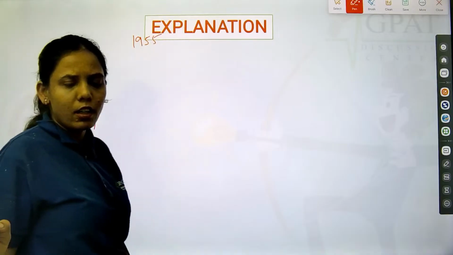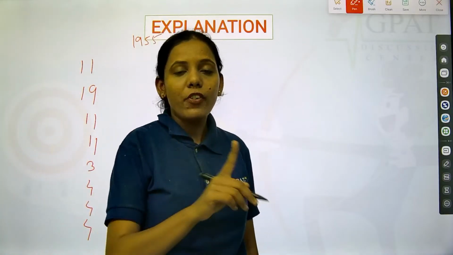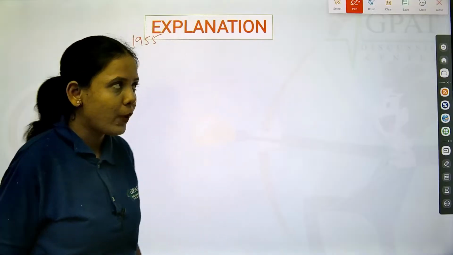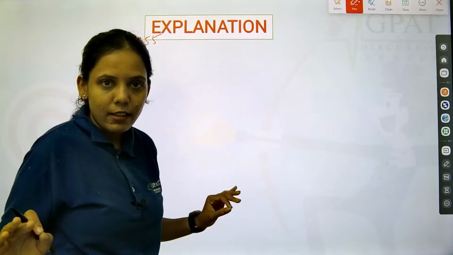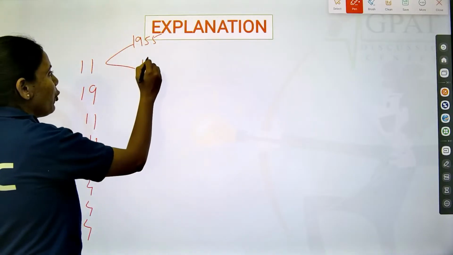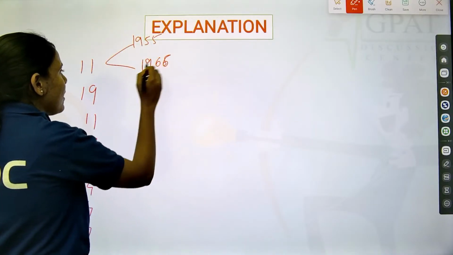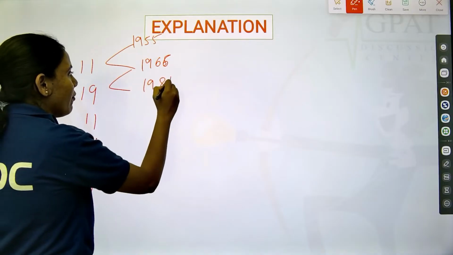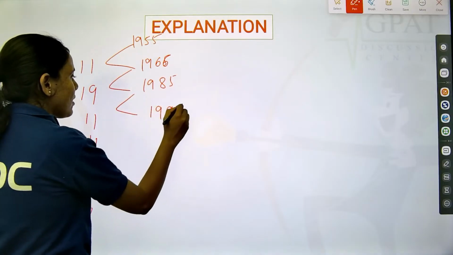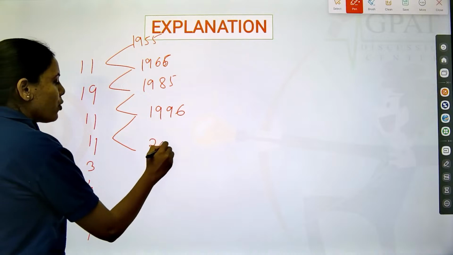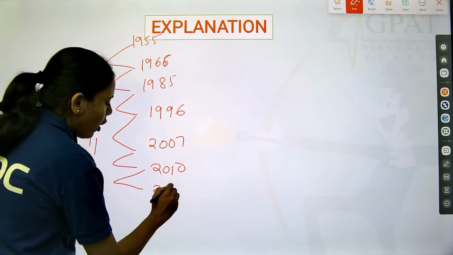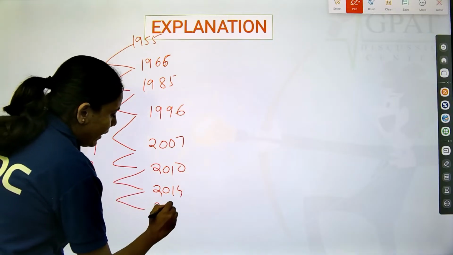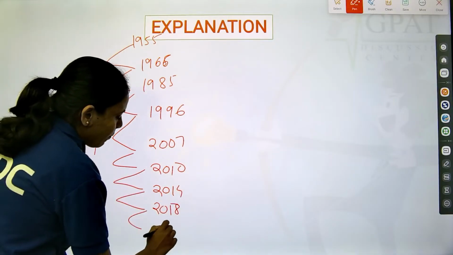That's it. And you remember the year 1955. That is the first year for the Indian Pharmacopoeia, first edition, in 1955. Easy, you can remember. Keep adding this number. 1955 plus 11 is 1966. Then comes 1985, 1996. Then if you add, 2007, 2010, 2014, 2018 and 2020.